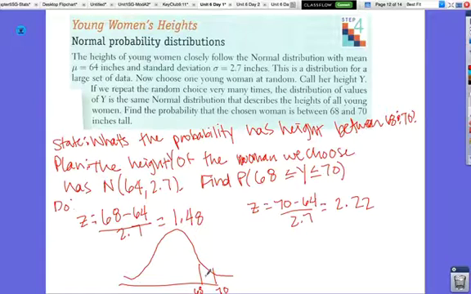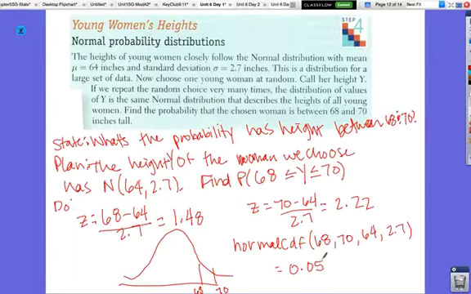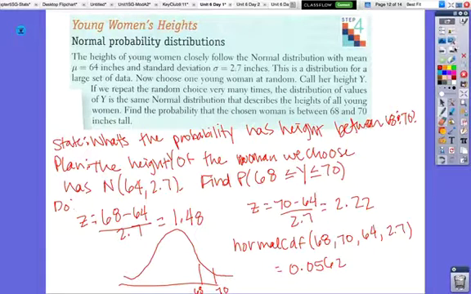And so because we're looking for the area in here, we would use normal CDF. So our lower bound would be 68. Our upper bound would be 70. Our mean is 64, and our standard deviation is 2.7. Whenever you work all of that out, you would get 0.0562. And you can work this out on your calculator, but your class starts in 9 minutes, and I'm trying to get through this video.